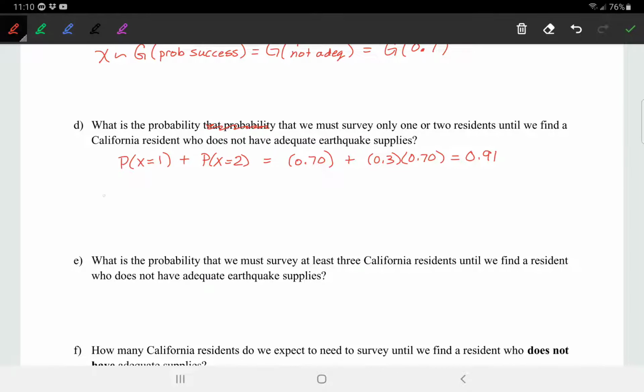Now, the other thing we can realize here is that when we're talking about summing up X equals 1 and 2, we're really talking about the probability that X is less than or equal to 2. And we could use our calculators for this. We would look at the geometric. Now it's accumulation, so we need the CDF. It follows 0.7 and then 2. And again, we would get 0.91.